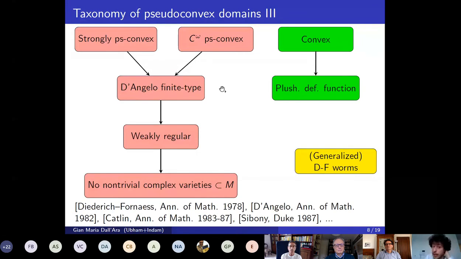In fact, the fact that real analytic pseudoconvex domains are D'Angelo finite type is already a deep result of Diederich and Fornaess. And as I said, D'Angelo finite type implies weakly regular thanks to a result of Catlin. And this whole class of red or slightly pale red domains are all contained in the huge class of domains not containing any complex varieties in the boundary. So weak regularity implies no complex variety in the boundary.